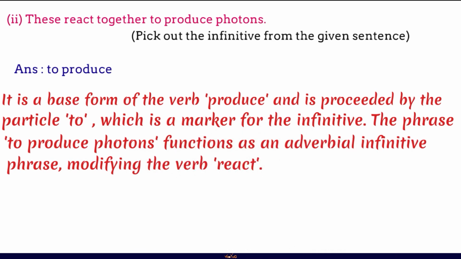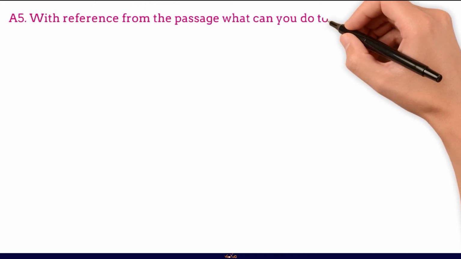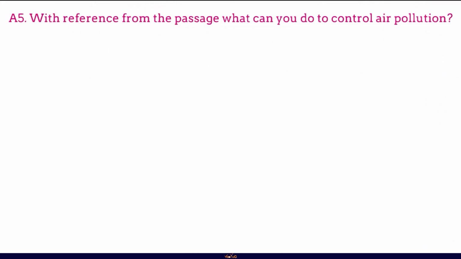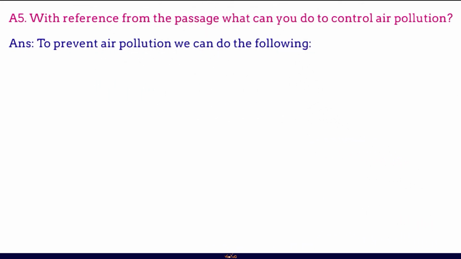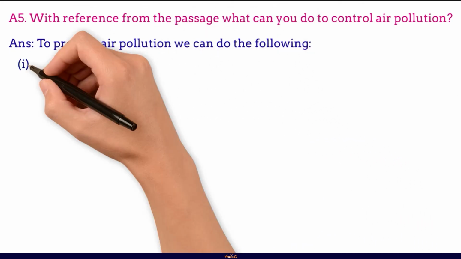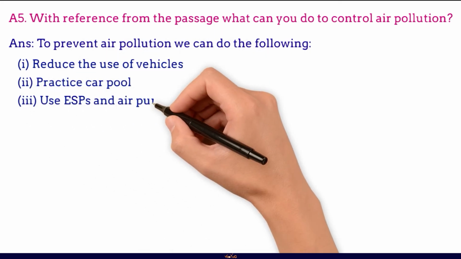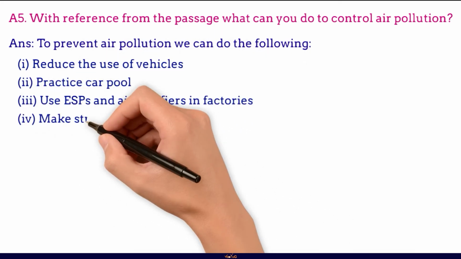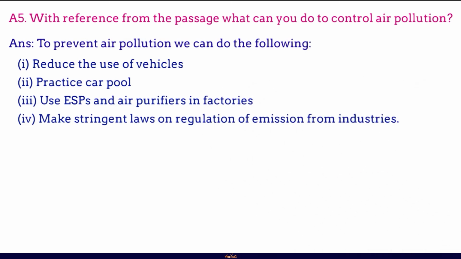Now moving to the next question, question number A5. With reference to the passage, what can you do to control air pollution? And the answer to this question is, to prevent air pollution, we can do the following. Number 1, reduce the use of vehicles. Number 2, practice carpool. Number 3, use ESP and air purifiers in factories. Number 4, make stringent laws on regulation of emission from industries.